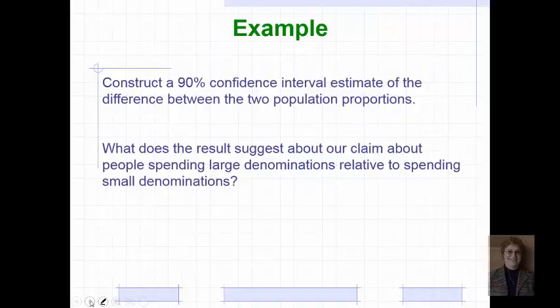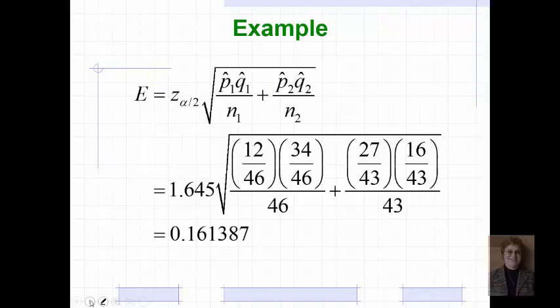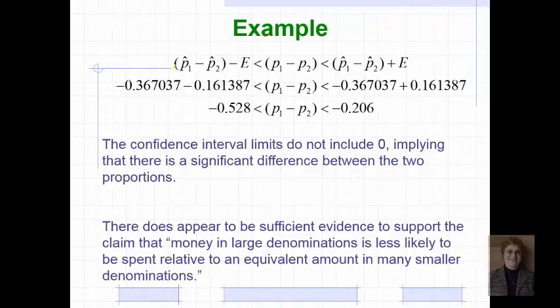So let's go ahead and construct a 90% confidence interval, and we want to look at the difference between the two proportions, and what does that estimate tell us? So again, here is our formula for our margin of error. We're going to plug things in, do the math, and remember we wanted a 90% confidence interval, and you can find the 1.645 on table A2. And remember, this is our basic form when we set up our confidence interval.